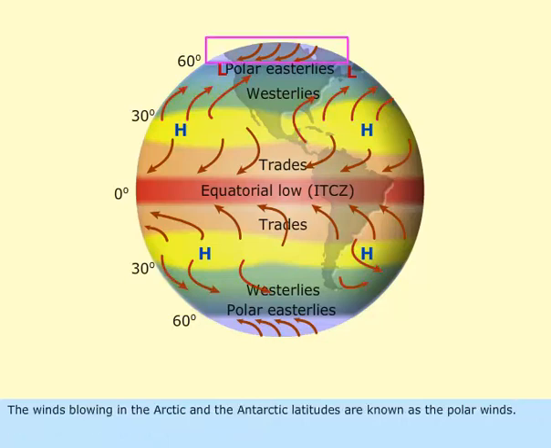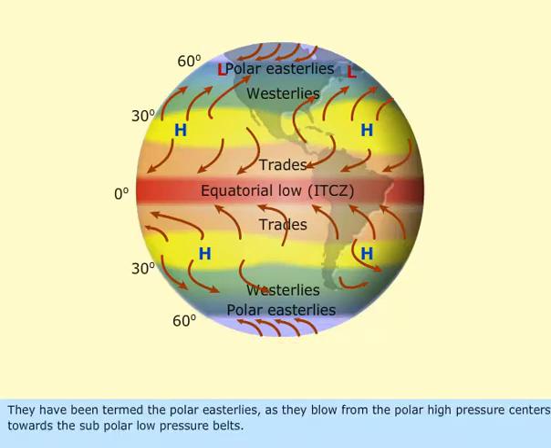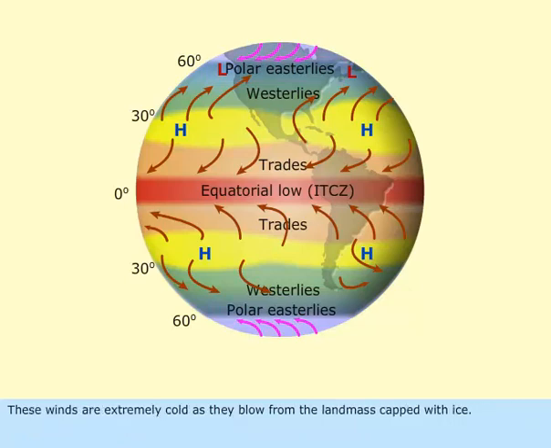The winds blowing in the Arctic and the Antarctic latitudes are known as the polar winds. They have been termed the polar easterlies, as they blow from the polar high-pressure centers towards the subpolar low-pressure belts. These winds are extremely cold, as they blow from the landmass capped with ice. Southern hemisphere has more regular polar winds than the northern hemisphere.